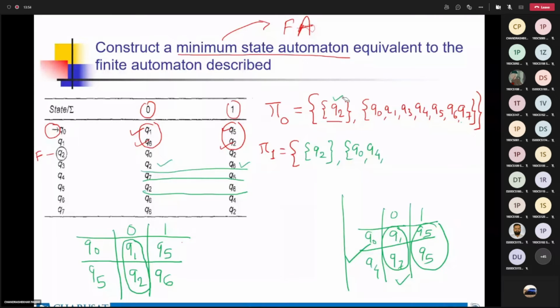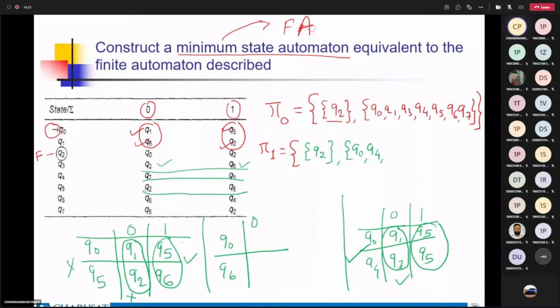Yes, sir. So are Q0 and Q5 equivalent or not? Not equivalent, because Q1 and Q2 are within different sets. Both should be within one set. These are within one set, but these are not within one set. Okay. Next, Q0 with Q6 we have to check.